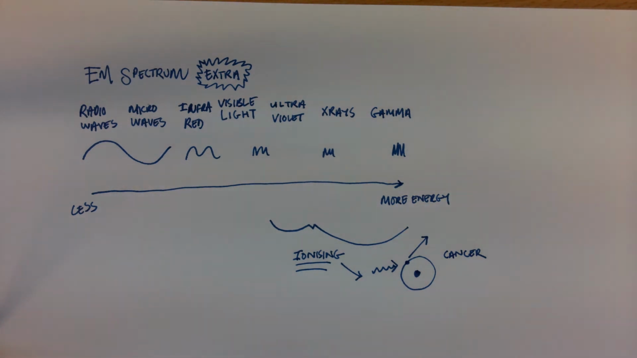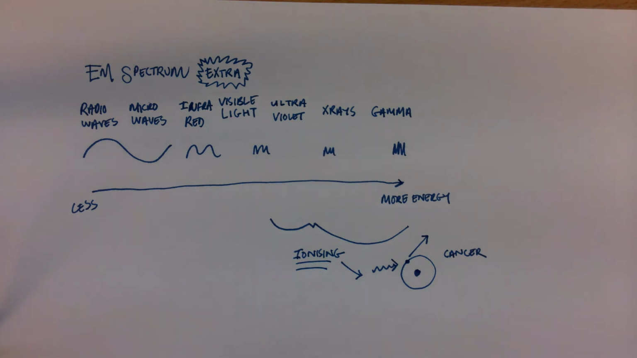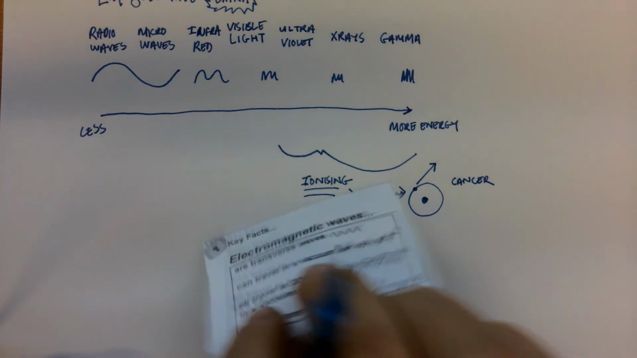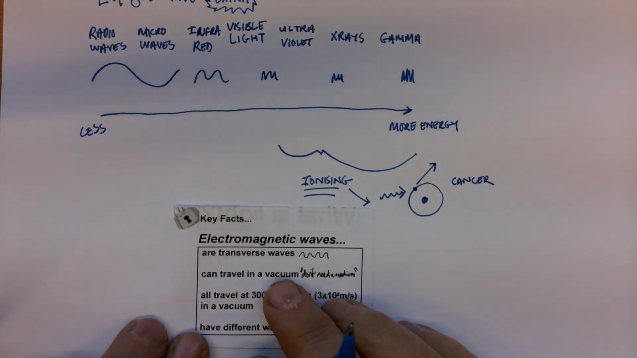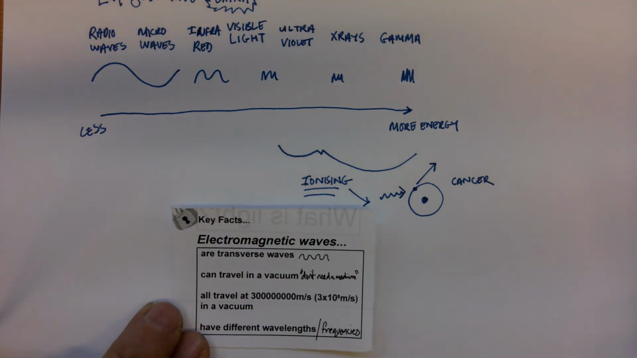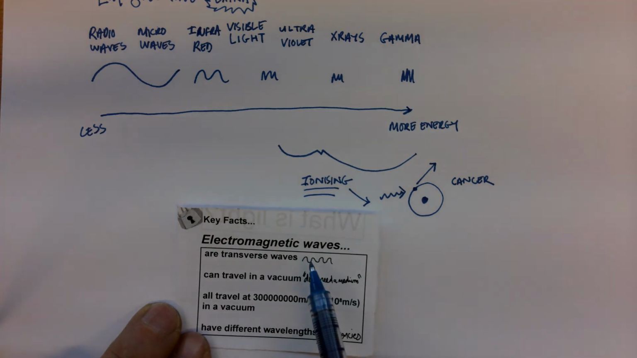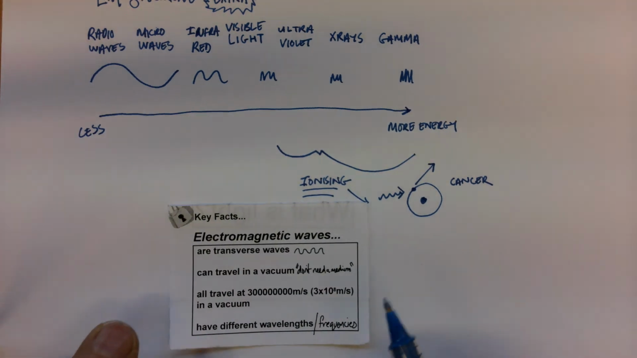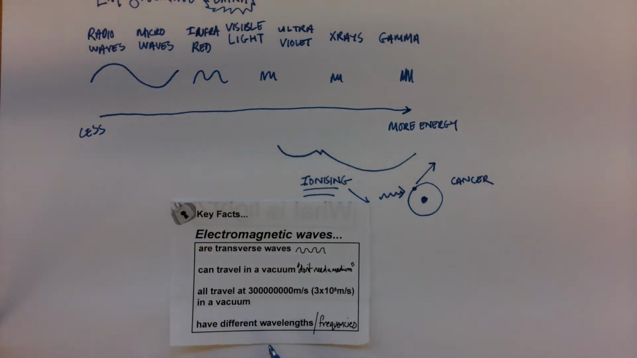Now, all of these waves have a bunch of things in common with each other. I showed you this in class, but I'll show you here again. Okay. So here you go, here's my handy slide. Key facts that you will definitely need to know are that electromagnetic waves are all transverse waves. They can all travel in a vacuum, and sometimes that's referred to as not needing a medium. A medium just means stuff to go through. And they all travel at the same speed, in a vacuum, that is.